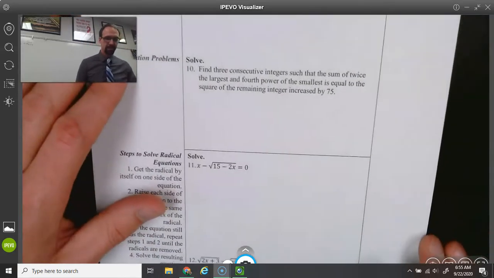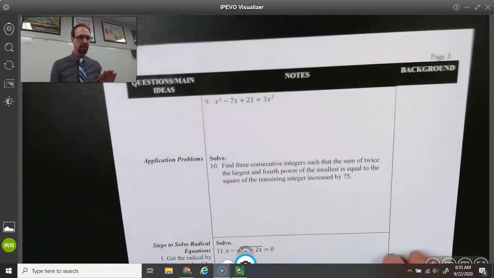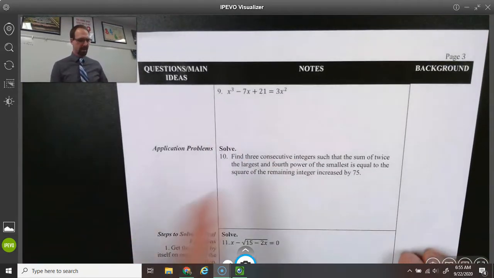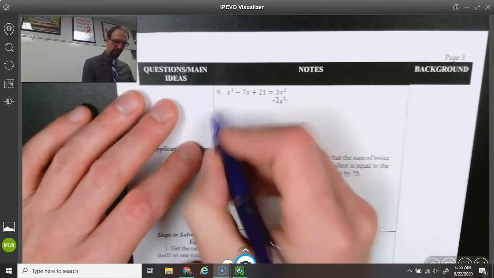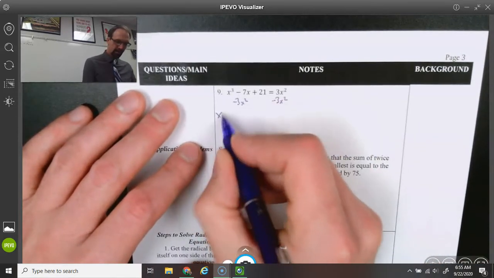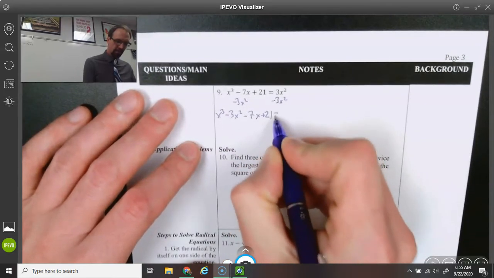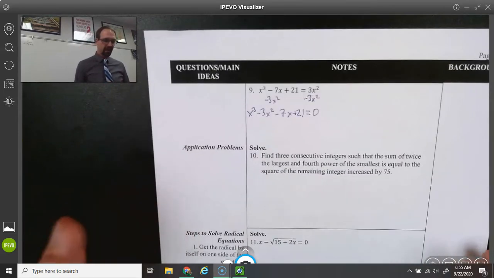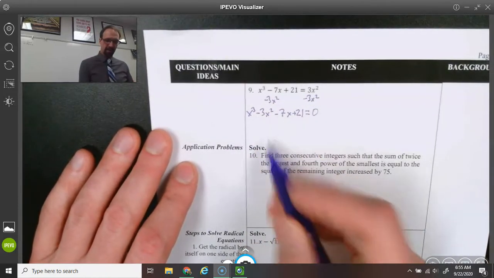Number 9. This one is closely written in quadratic form. First, let's get everything to one side. It's starting to look a little bit dicey here with this cube. Let's see what happens. I'm going to subtract 3x squared on both sides, so I have x cubed minus 3x squared minus 7x plus 21 equals 0. Just looking at this, it's reminiscent of factoring by grouping, because I have very similar things here and here.